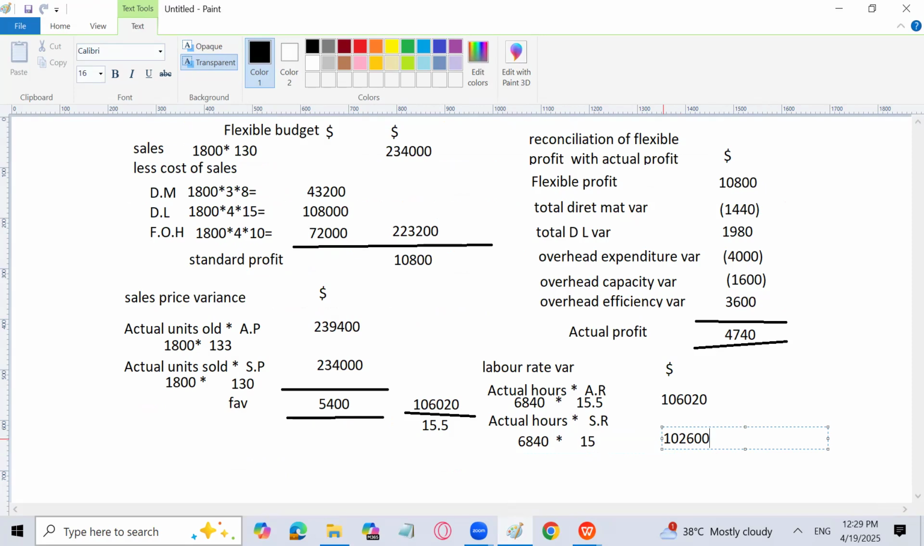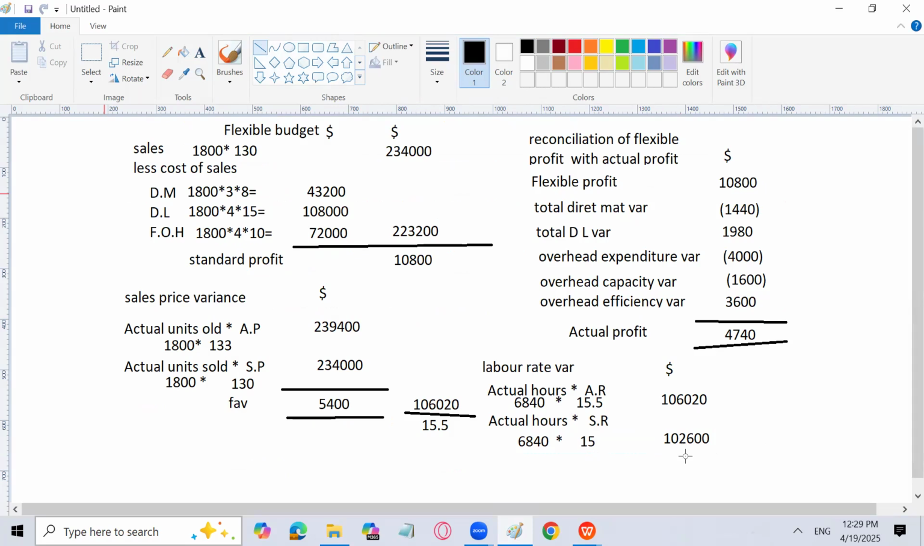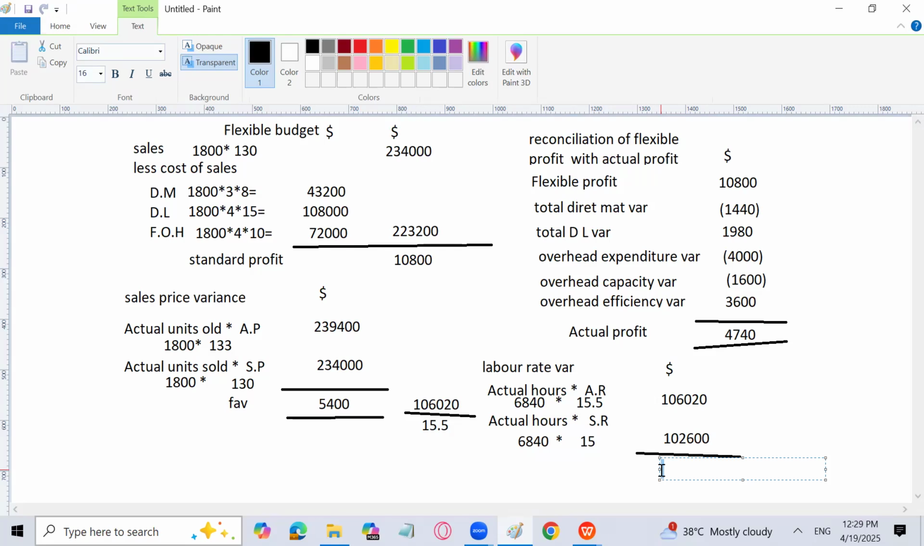102,600. So it means that we are going to have an adverse labor rate variance, which is very clear, because the answer is positive. Always remember that when the answer is positive for a cost variance, it is an adverse variance. Let me make sure: 106,020, let me calculate it first, minus 102,600. That is 3,420. So this is positive 3,420, but basically it is adverse.